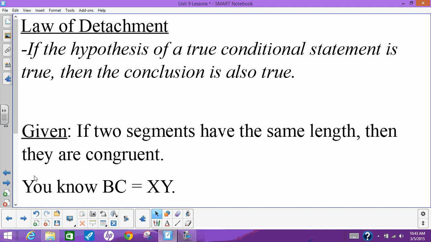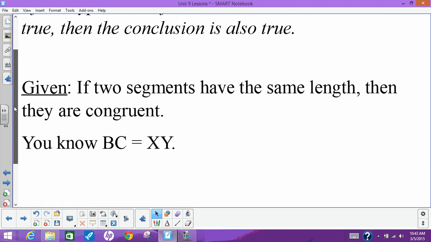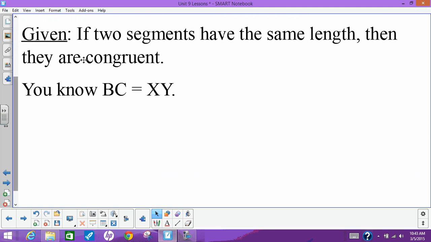Okay, so we are going to be given a conditional statement, and then if we have an example of the hypothesis of that conditional statement that is a true thing, then we can draw this conclusion. So it's best to use an example to show how we can use the law of detachment. So here we have some things given. We have this conditional: if two segments have the same length, then they are congruent.